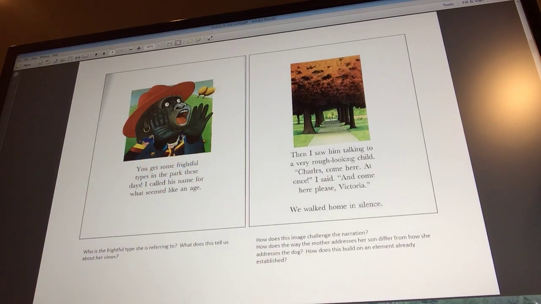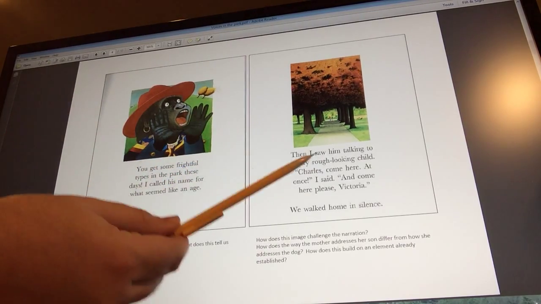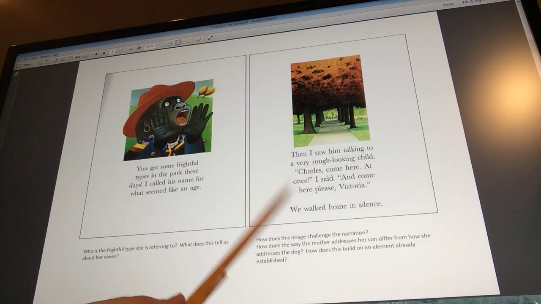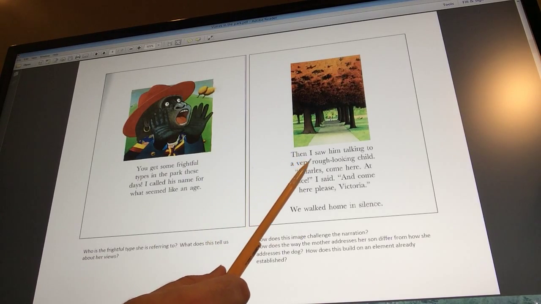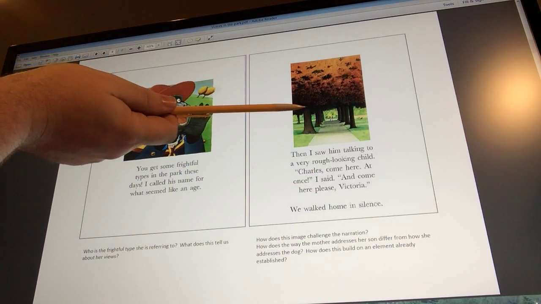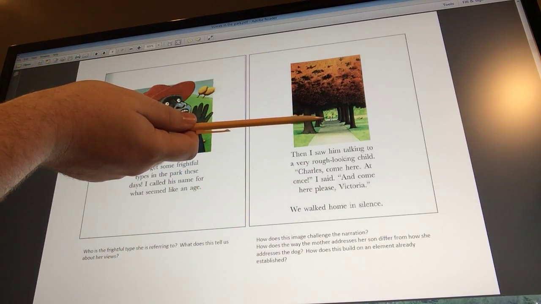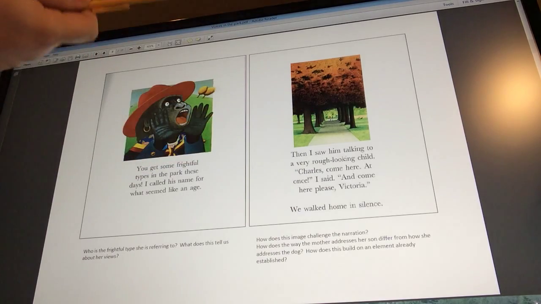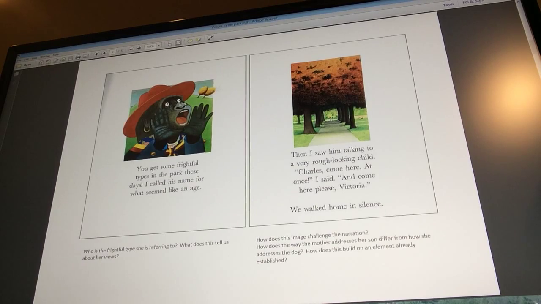Look over here, this is another case of the language, the verbal material and the visual material, working against each other for a purpose. How does the image challenge the narration? She saw him talking to a very rough-looking child. Well, how can she tell? This is from her point of view. Look at how small the characters are. Even in the printed copy, which is much higher resolution than this, there's not a lot of detail there for her to make any sort of judgment. So she's making snap judgments based upon everyone looking rough compared to her child.